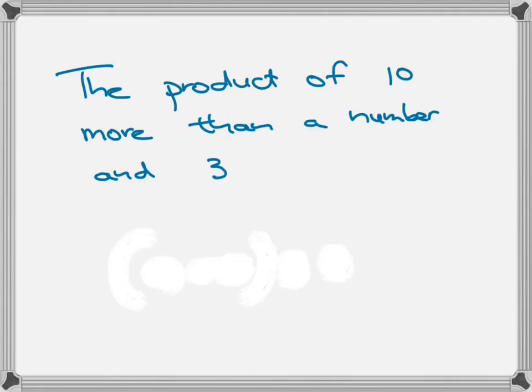The product we know is multiplication, of 10 more than, that would be an addition, a number, and 3. So let's look at it again without breaking it up. The product of 10 more than a number and 3. So 10 more than a number is what we're going to look at first, and then we're going to do the product. So there's a number plus 10.